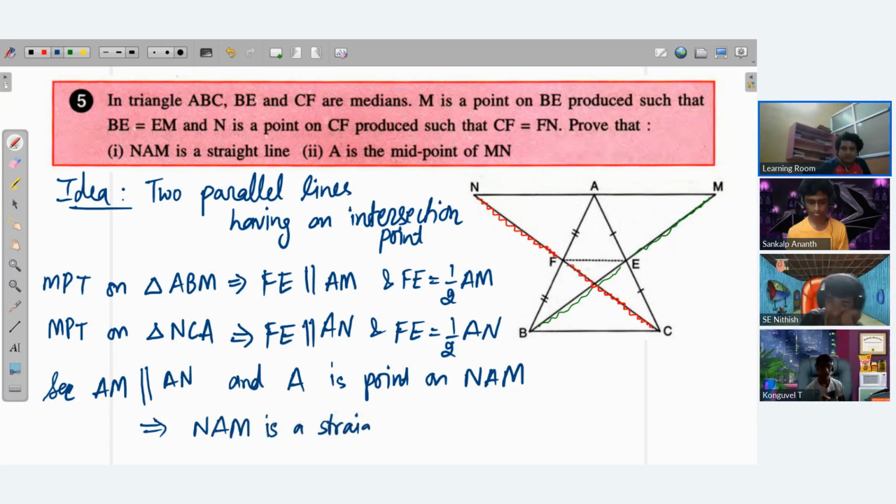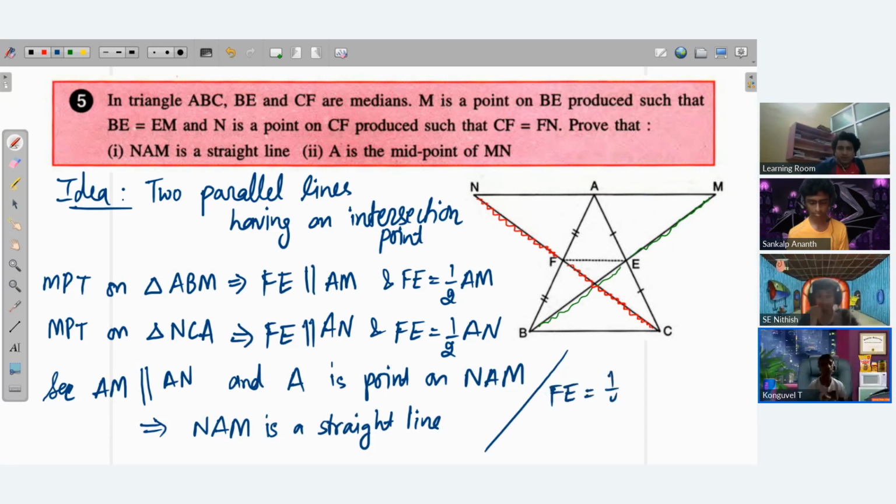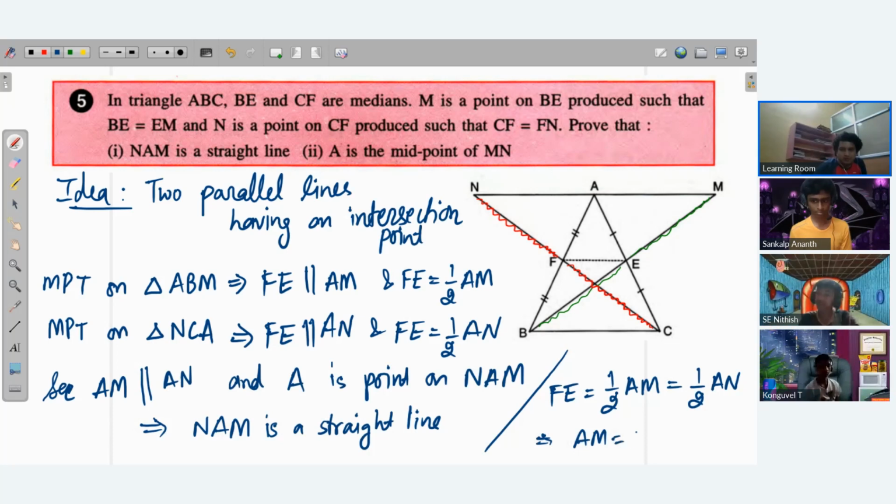Sir, you proved the second answer also in the first thing itself. Yes. So now see, FE is both half of AM and half of AN. So that means B and C were useless, sir. So AM is equal to AN. Now AM is equal to AN means what? It's a straight line. What do you mean by straight line? AM is parallel to AN, sir?